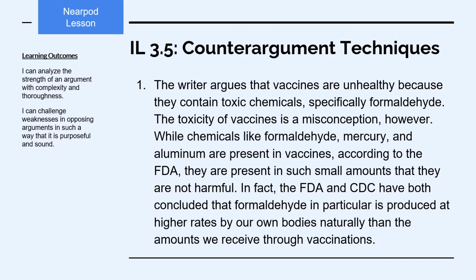There are, of course, a lot of different ways that you could write these, but I want to mimic my models as much as possible. So here's how I responded to number 1. The writer argues that vaccines are unhealthy because they contain toxic chemicals, specifically formaldehyde. The toxicity of vaccines is a misconception, however. While chemicals like formaldehyde, mercury, and aluminum are present in vaccines, according to the FDA, they are present in such small amounts that they are not harmful. In fact, the FDA and CDC have both concluded that formaldehyde in particular is produced at higher rates by our own bodies naturally than the amounts we receive through vaccines.